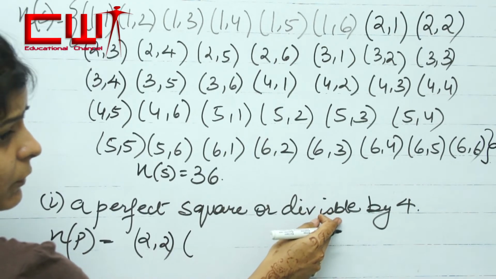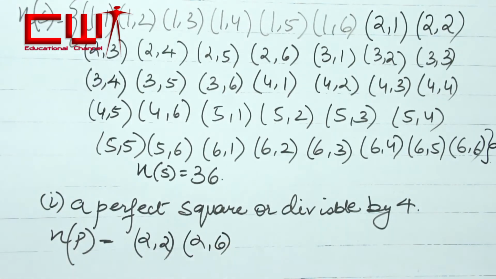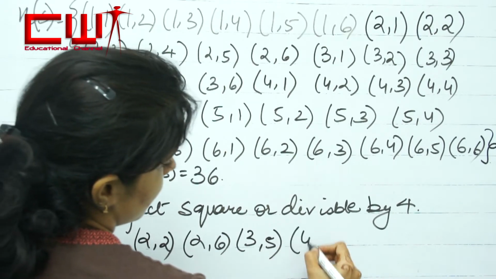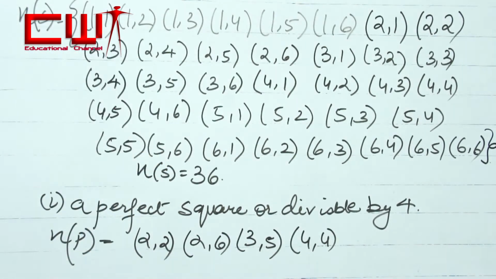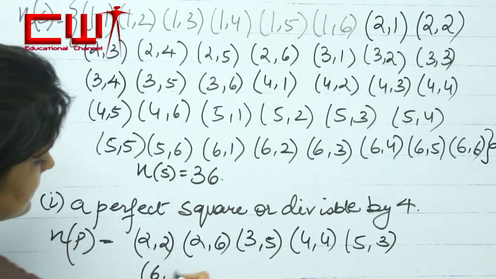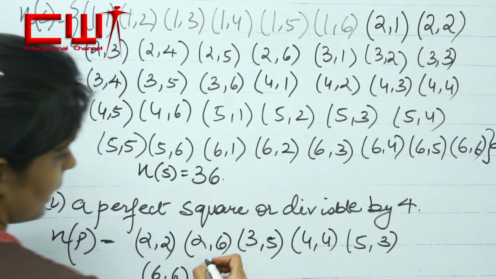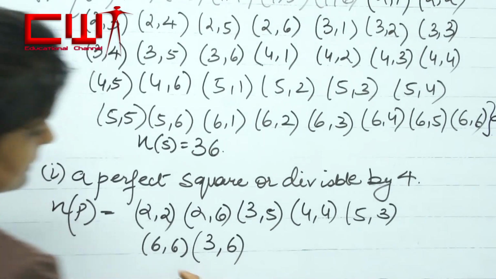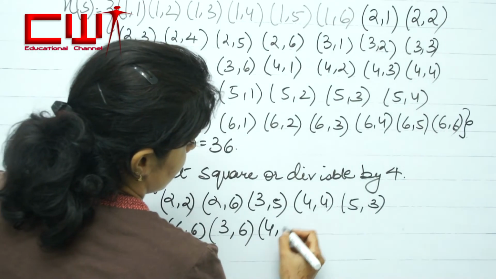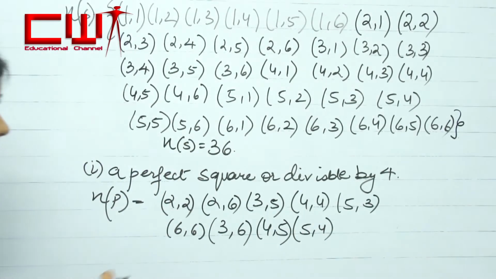Divisible by 4 means that it will come in the table of 4. 2 and 6 which makes up 8, then you will have 3 and 5, that is 8 again. You will have 4 and 4, that is 8 again. 5 and 3, 8 again. You will have 6 and 6, which will give 12. 12 will come in the table of 4. Then you will have 3 and 6, that makes up 9. That is a perfect square again. Then you will have 4 and 5, then 5 and 4, 9. That will make up 6 and 3.